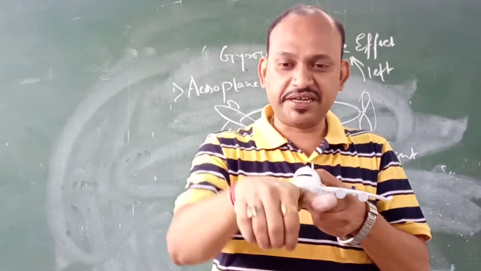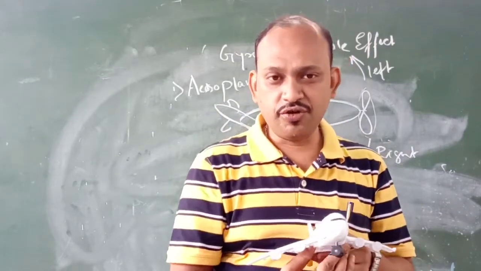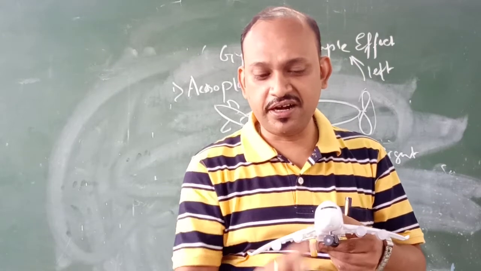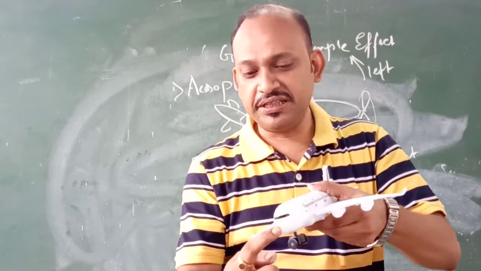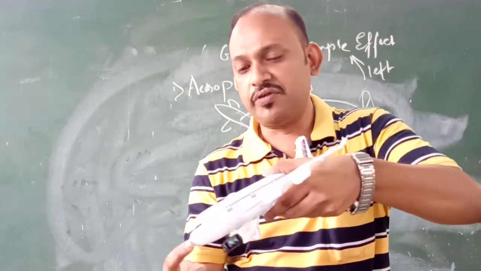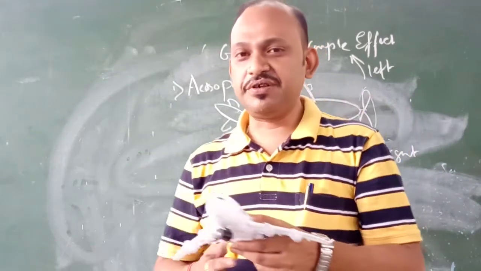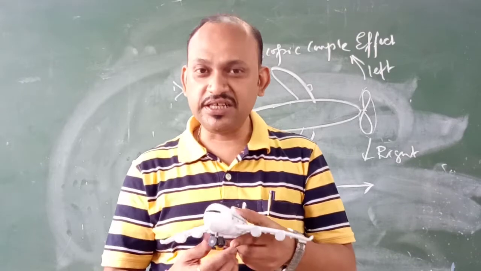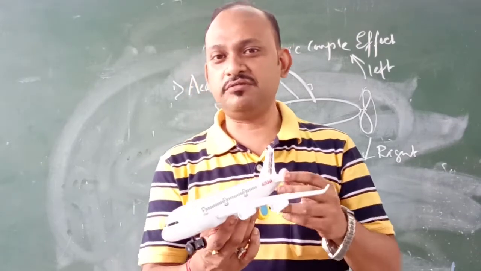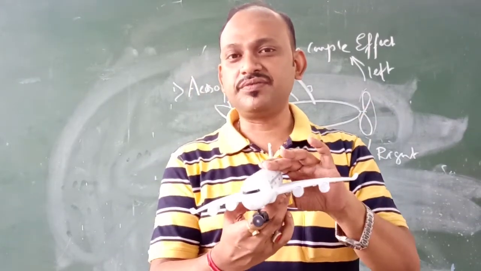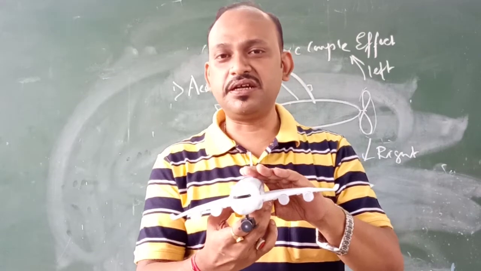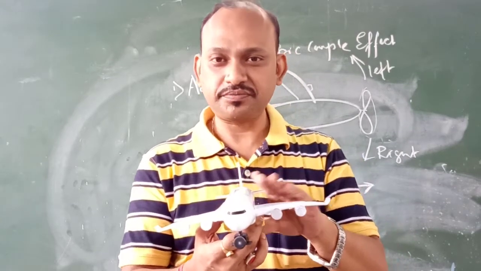So as this is acting in the downward direction, when the plane is taking the right turn, its nose will be pointing in the downward direction and the tail will rise up and then it will take a turn. So this is the beauty of gyroscopic couple. In this way, you can balance the effect of gyroscopic couple and the system totally remains under dynamic equilibrium condition.